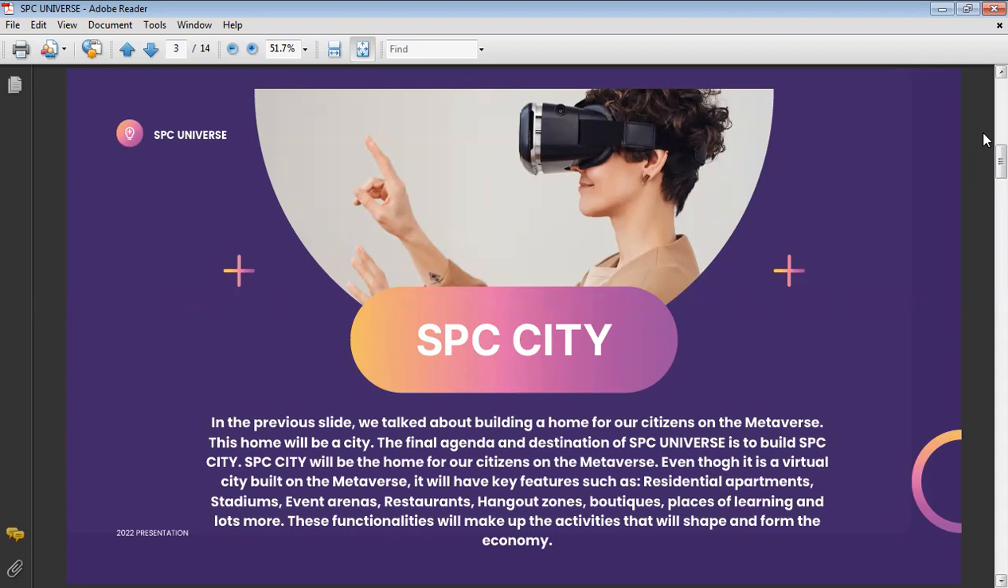Even though it's a virtual city built on the metaverse, it will have key features such as residential apartments, estates, events, restaurants, zones, boutiques, places of learning, and lots more. These functionalities will make up the activities that will shape and form the economy, because as a city, we must have an economy. You can't tell someone that you're building a city on the metaverse and you don't have an economy that will fuel the city, because it's just like building a city with no one to interact with or engage in it.